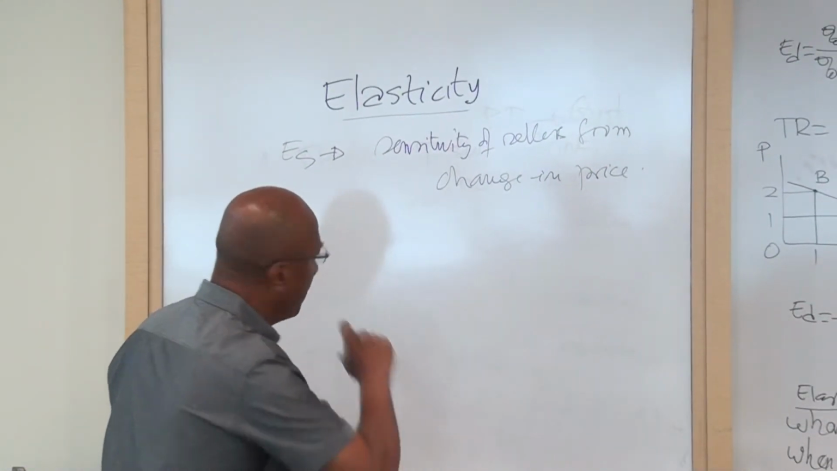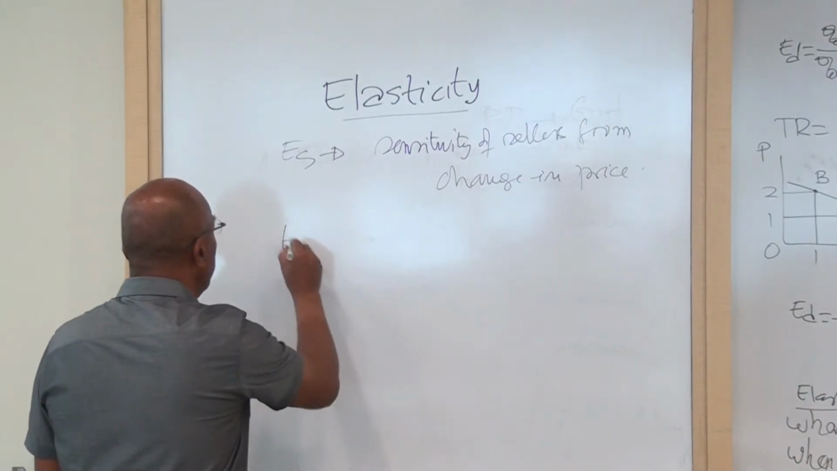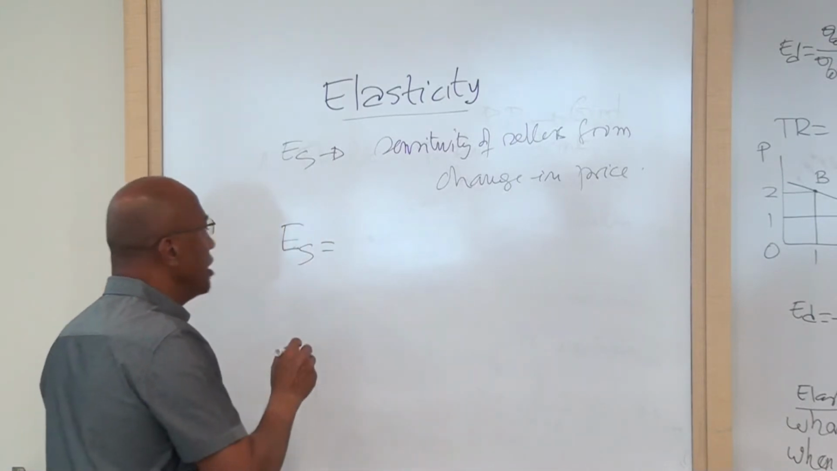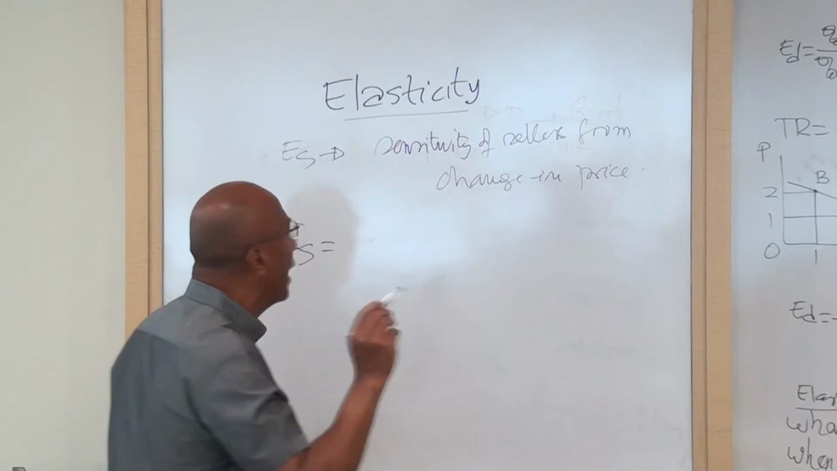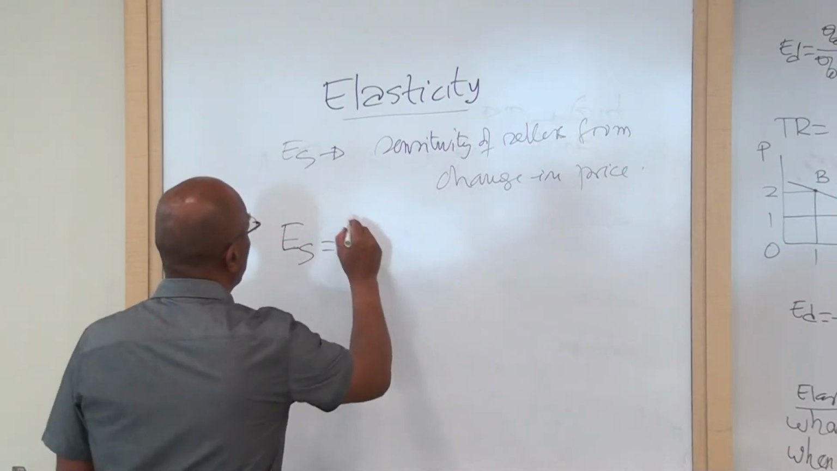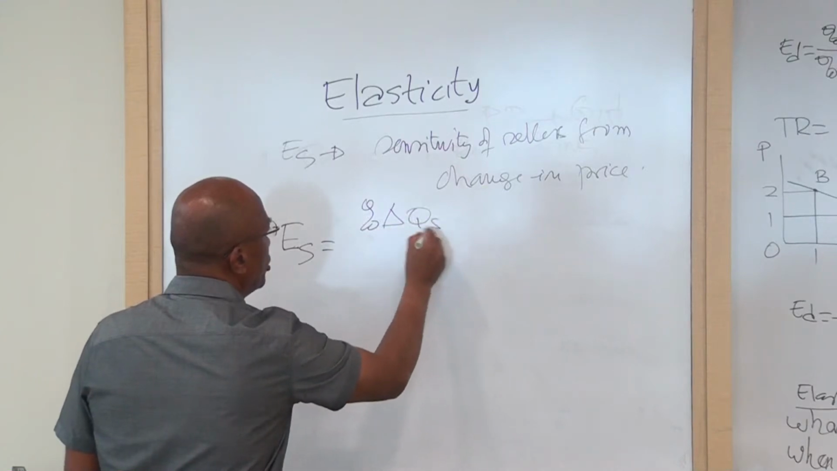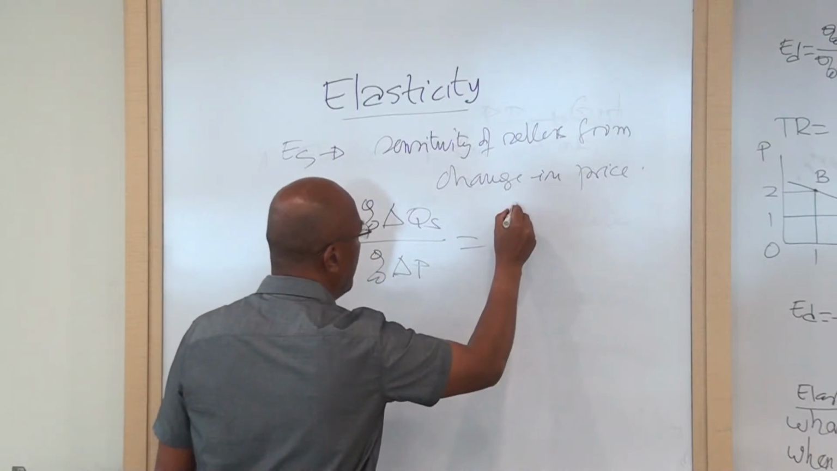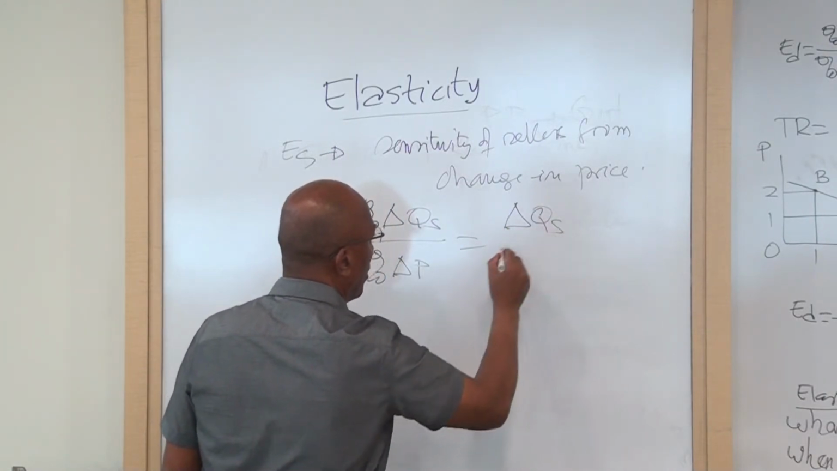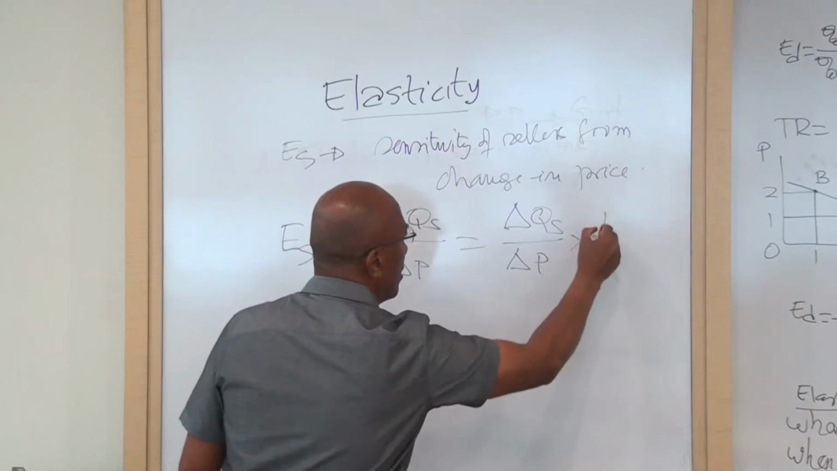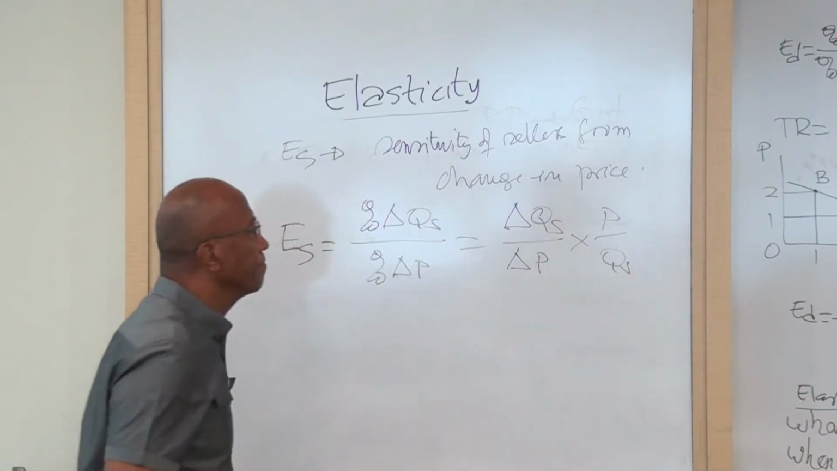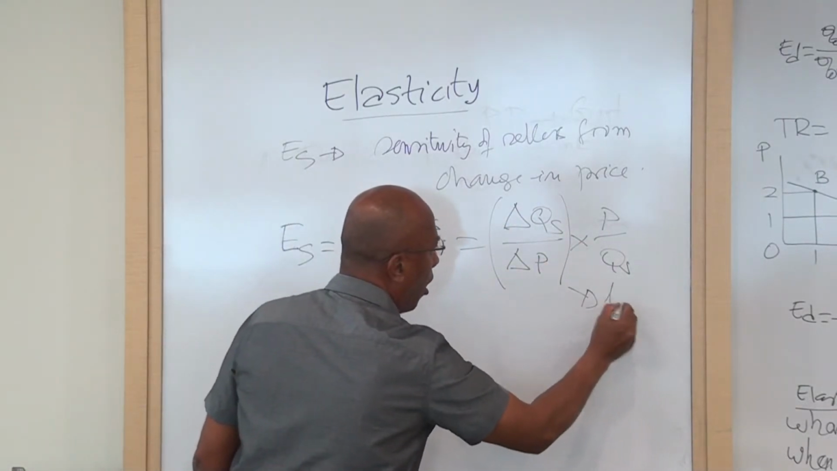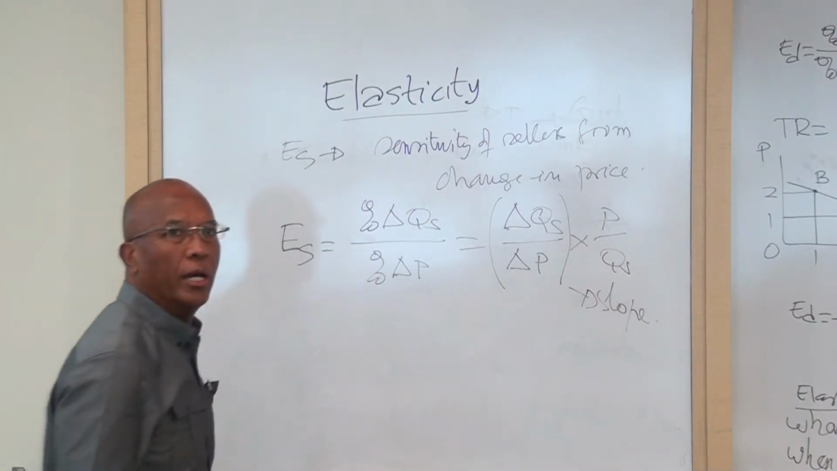All right, the calculation of elasticity of supply is pretty much similar to the calculation of elasticity of demand. The only thing that changes is the quantity supplied rather than quantity demanded. So that is the percentage change in quantity supplied divided by the percentage change in price, or it's equal to the change in quantity supplied divided by the change in price times price divided by quantity supplied. All right. So again, this will show the slope of the supply curve.